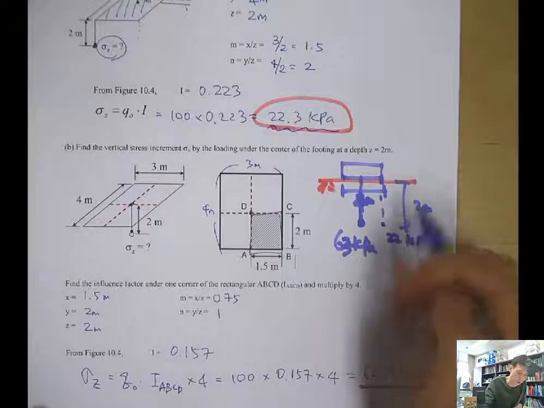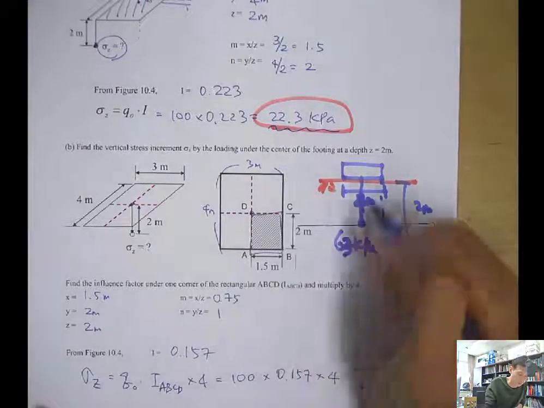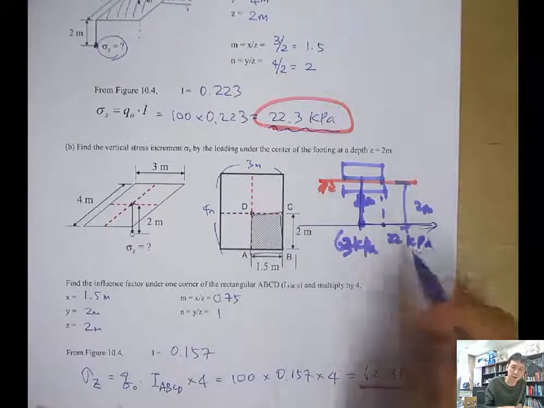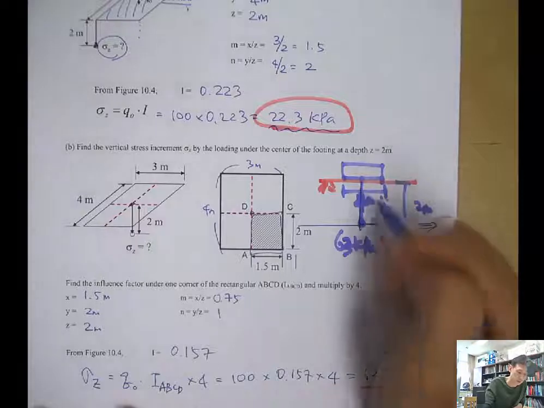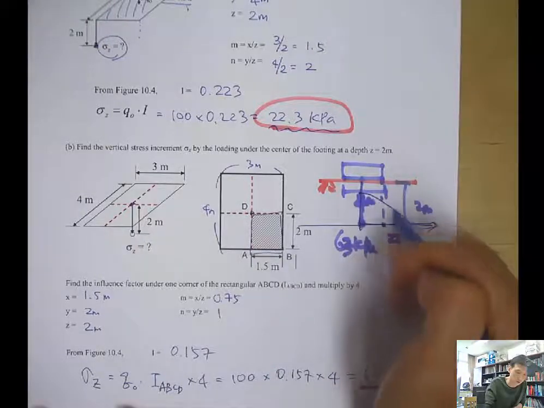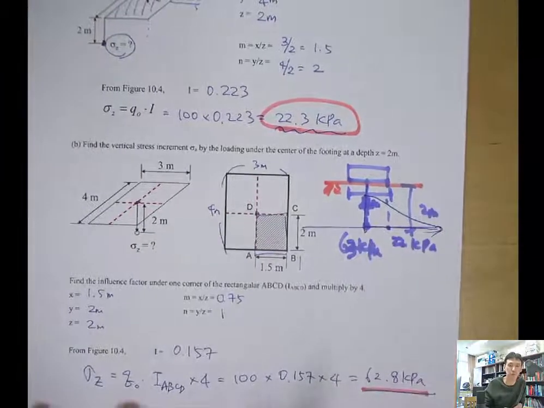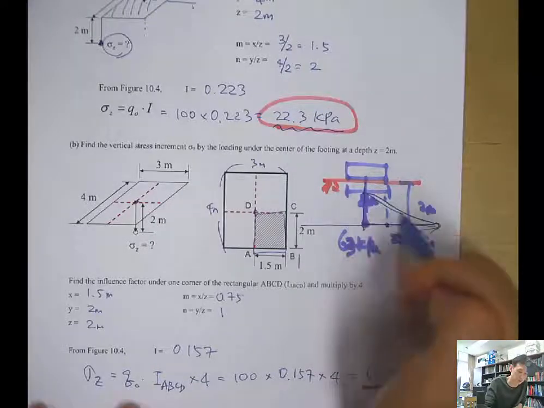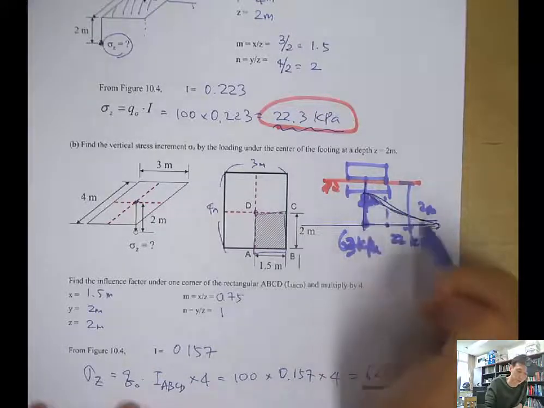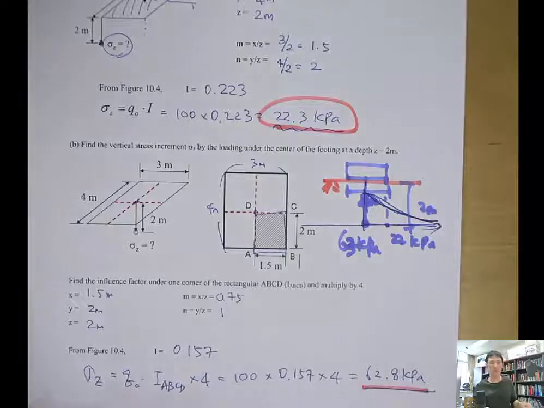So it shows that as the radial distance increases, the stress will decrease like this, or it could be more like this. Good.